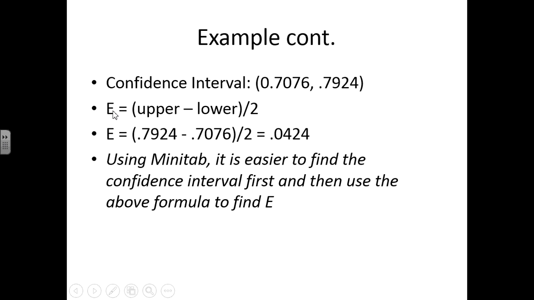The margin of error is equal to the upper limit minus the lower limit, divided by 2. So 0.7924 minus 0.7076, divided by 2, is 0.0424. That is your margin of error. Much easier than doing all the formulas by hand, but it's important to understand how this theory works. So we look at the formulas, but we're going to actually do all of our problems using Minitab.